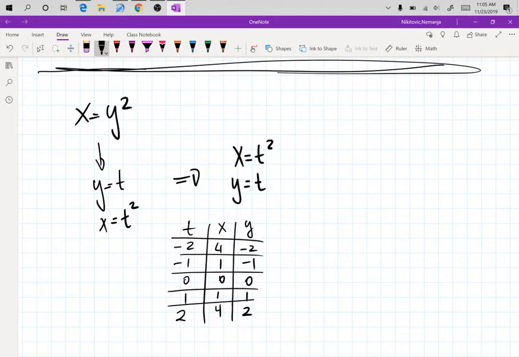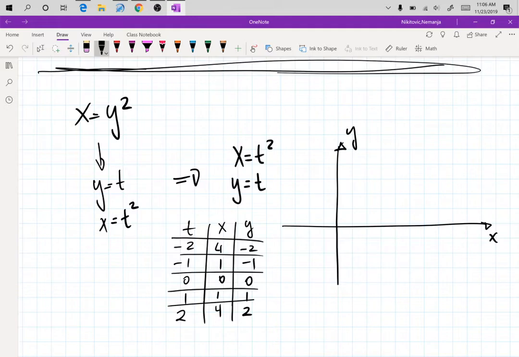And now you can draw the graph of this because you have x, y coordinate points: (4, -2), (1, -1), (0, 0), (1, 1), (4, 2). Remember that you started here. This is your t equals -2. This is your t equals -1. This is your t equals 0. T equals 1. T equals 2.